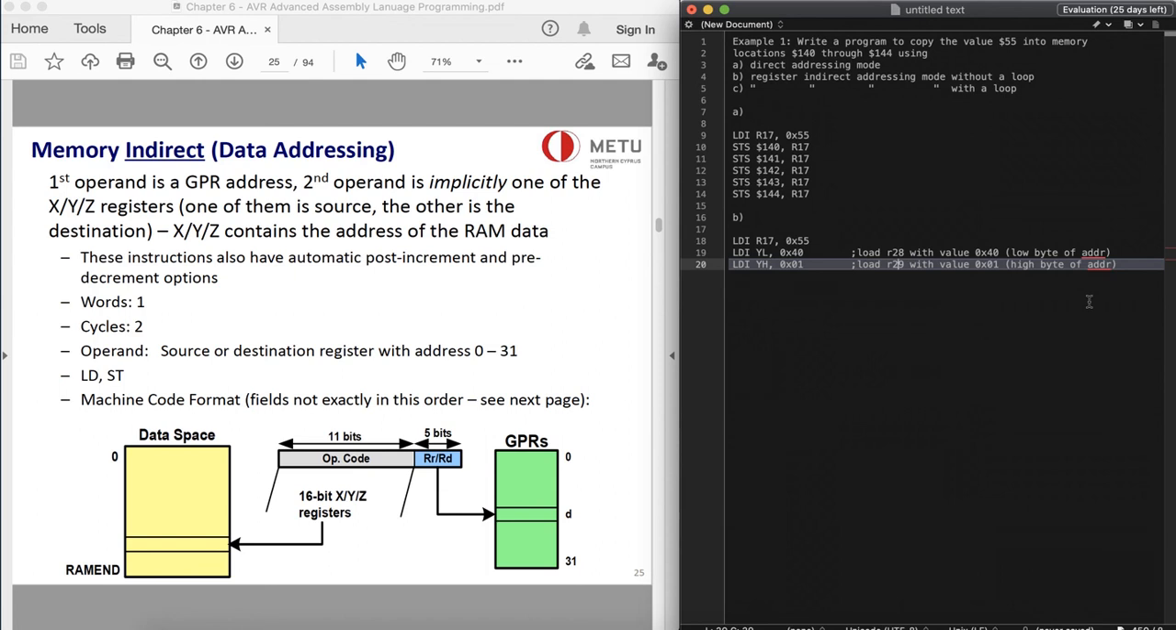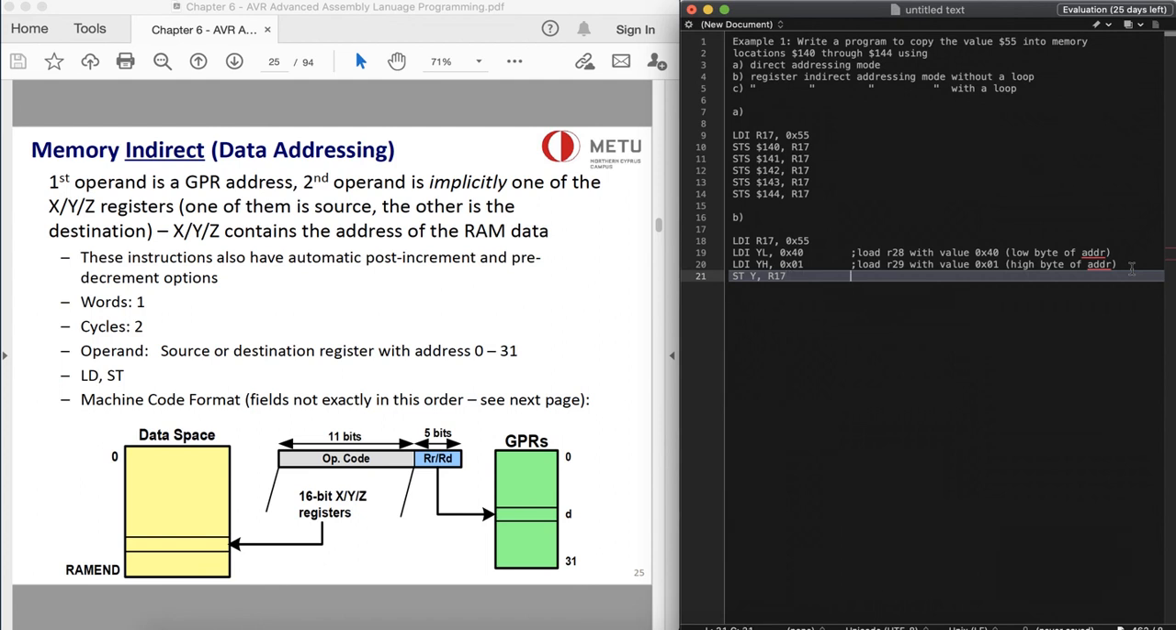So that's what we need to do first. We specify the indirect memory location. So we use register Y in this case, which is going to hold the value 140 for that memory location. Then what we do, we need to use the store instruction. So store Y, R17. So the R17 value will be stored into 140 as a beginning.